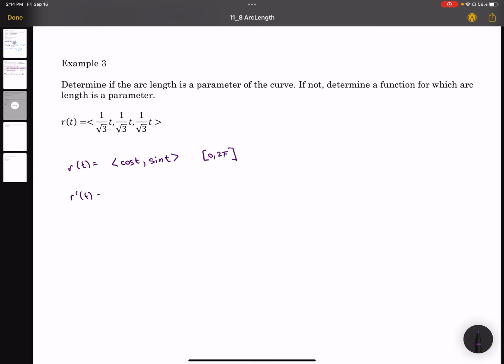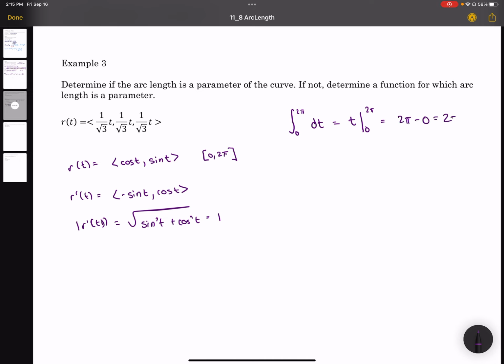So the derivative is negative sine t, cosine t, and so then the magnitude is equal to the square root of, we'll get sine squared t plus cosine squared t, which equals 1. And so the arc length is going to be the integral from 0 to 2 pi of 1 dt. So again, that magnitude was 1. And so when we integrate this, we're going to get t, because the antiderivative of 1 is t, so t evaluated from 0 to 2 pi, which is just 2 pi minus 0, which equals 2 pi.